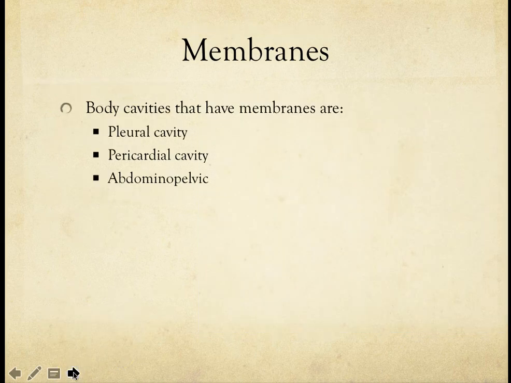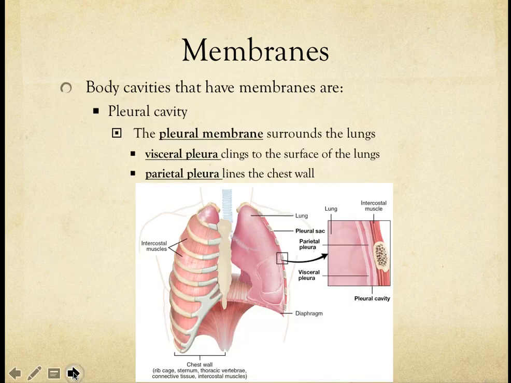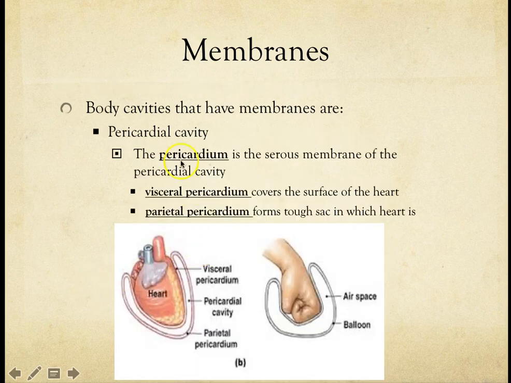So the cavities that will have these membranes are the pleural, pericardial, and abdominal pelvic. In the pleural cavity, we have what we call pleura. So again, visceral pleura will simply cling to the surface of the lungs, whereas parietal pleura will line the chest wall. And in between the two, we'll have a nice serous fluid that basically prevents your lungs from just simply sticking to the walls of your chest. You can imagine how bad an idea that would be.